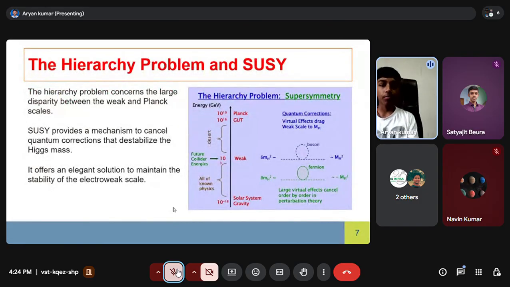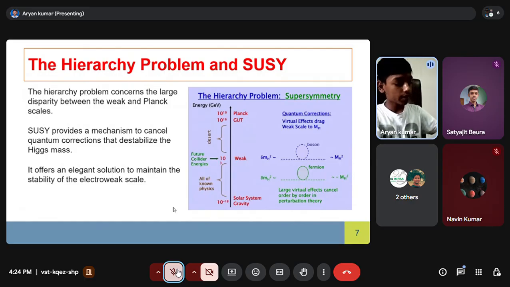The hierarchy problem. The hierarchy problem concerns the large disparity between the weak and the Planck scales. Supersymmetry provides a mechanism to cancel quantum corrections that destabilize the Higgs mass. It offers an elegant solution to maintain the stability of the electroweak scale. So we can see in the picture that there is the Planck scale, which is about 10 raised to the power of 19 giga electron volts.